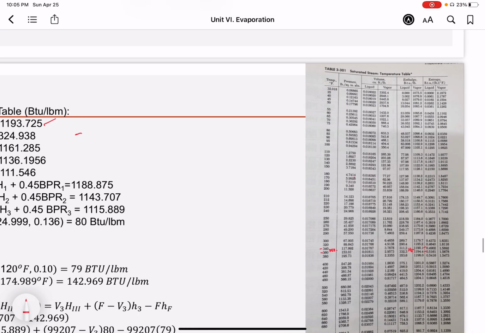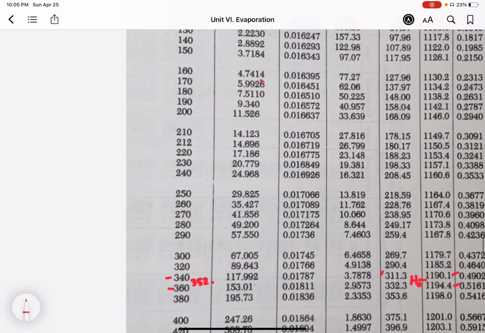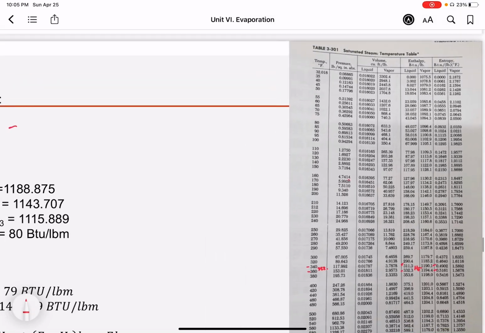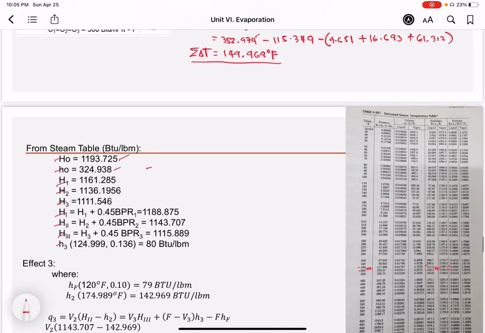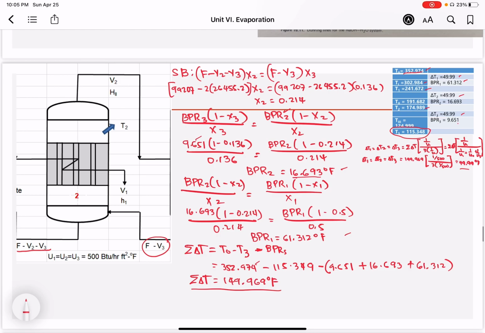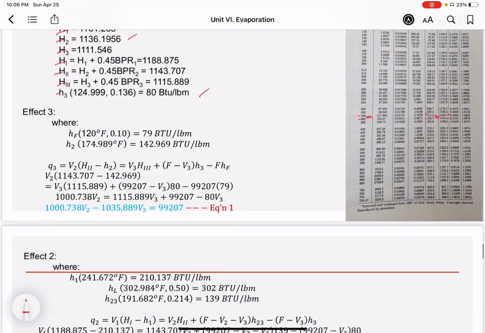1193.725. And then your H of the liquid is between 311 and 332. So from these values, 311 and 332, you get that H for the liquid to be around 324.98, and so on and so forth. By using your temperature for T1, 302, you get H1. For T2, you get these values, and so on and so forth. Okay? Until finally you get all the values.